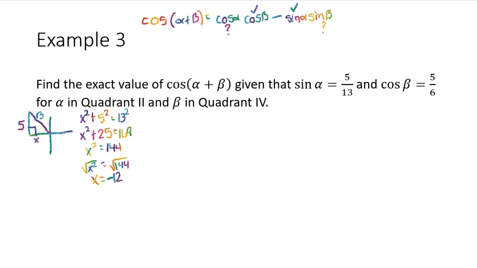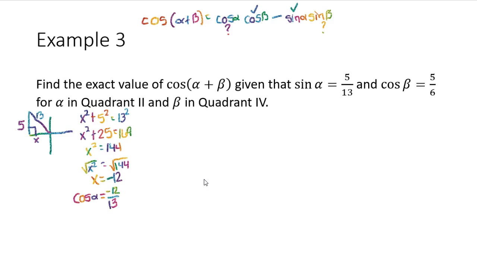I knew I wanted to take the negative square root because we're over here in quadrant 2 where the x's are negative. And now that I have that, I know that the cosine of angle alpha is equal to negative 12 divided by 13, because remember it's x divided by r.